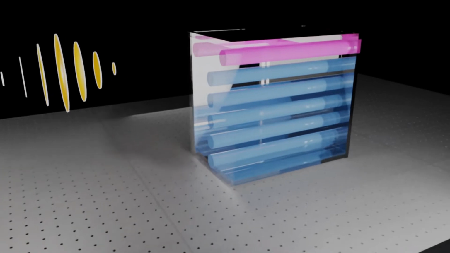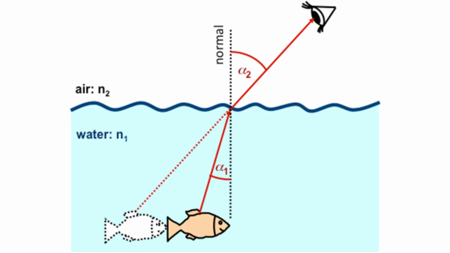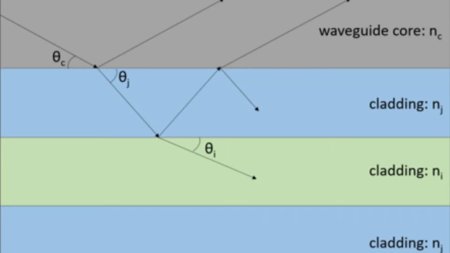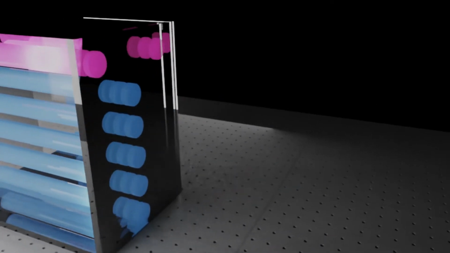To channel the light, we use an effect which we are all familiar with from a straw in a glass of water. Air and water have different abilities to guide light, which we call the refractive index. This difference in refractive index is used to create channels which guide light along a desired path. We call these waveguides.